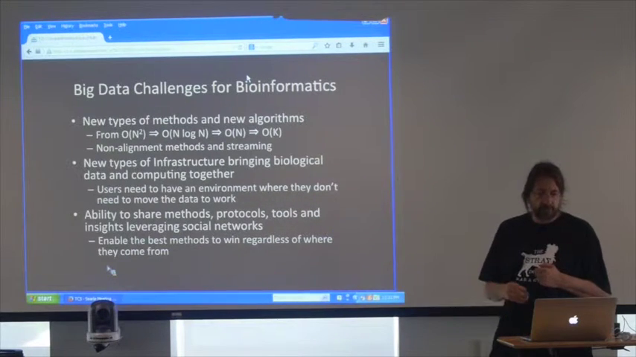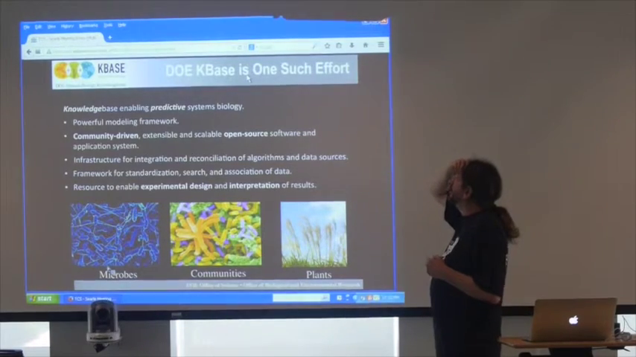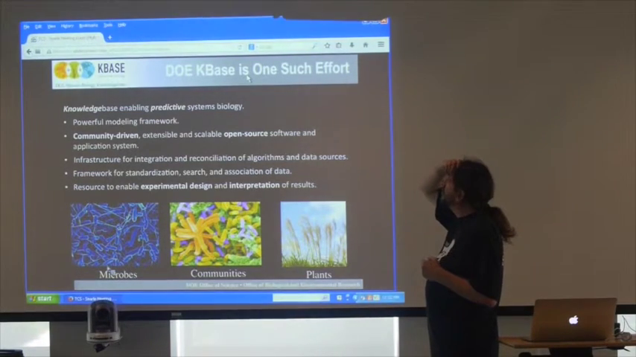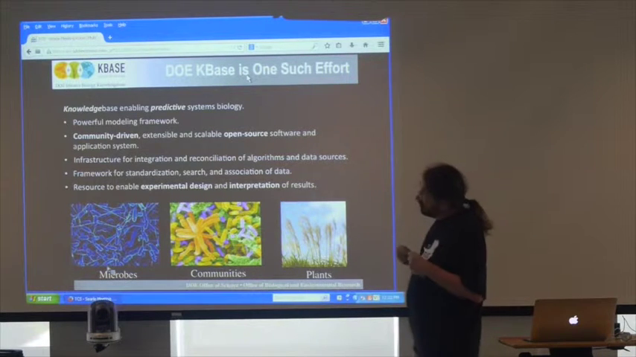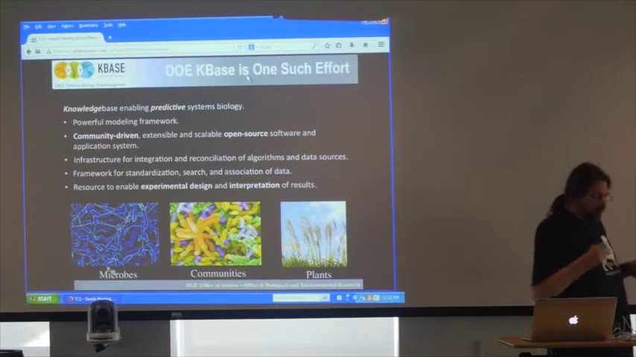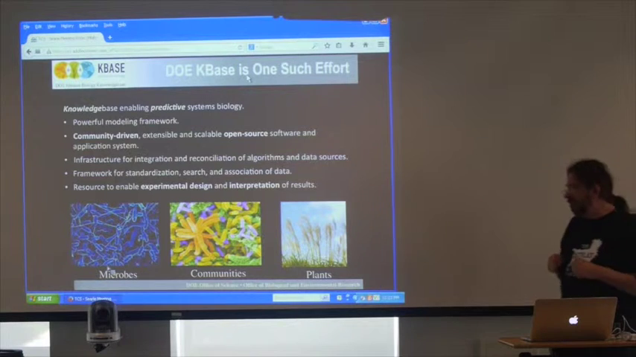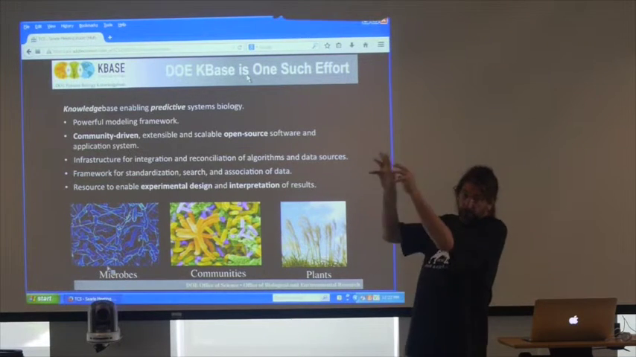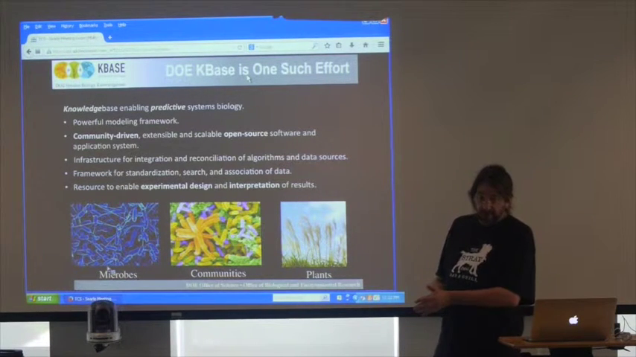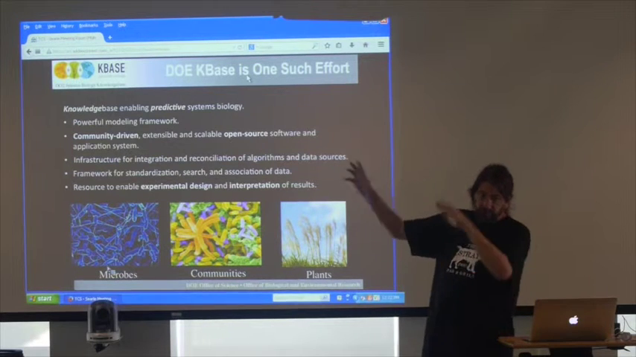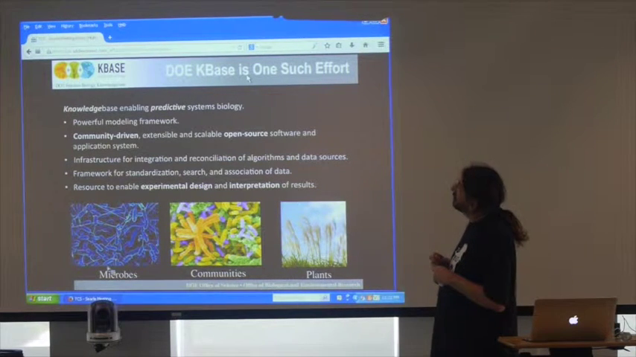Let me zoom forward here. One of the projects that my group is involved in is called KBase. KBase stands for Knowledge Base, short for the DOE Systems Biology Knowledge Base. So it's the project to build this thing that I was describing: the data, the methods, the tools, the models, all in an integrated environment.